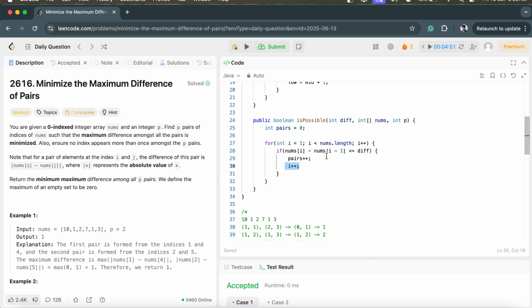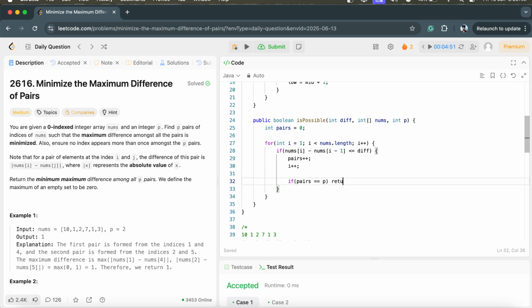The moment it is satisfying, we will increment i 2 times, so that the next pair will skip the middle element. Now we check that if pairs equals p, yes, we got all the pairs that are satisfying for this particular difference.